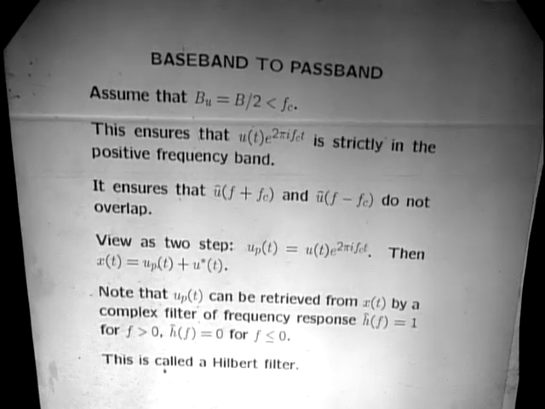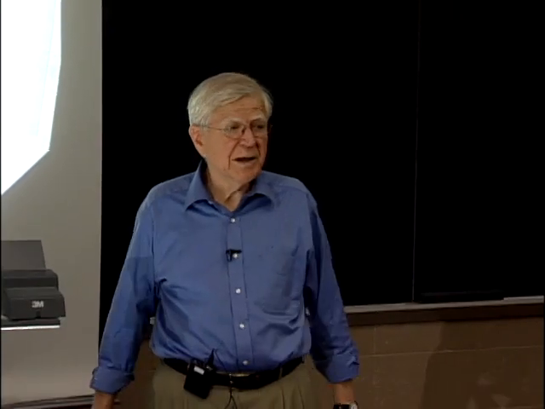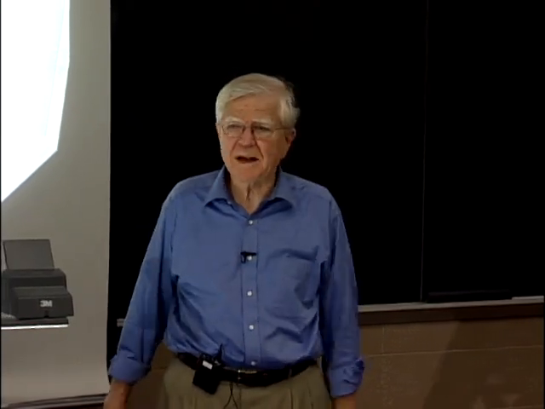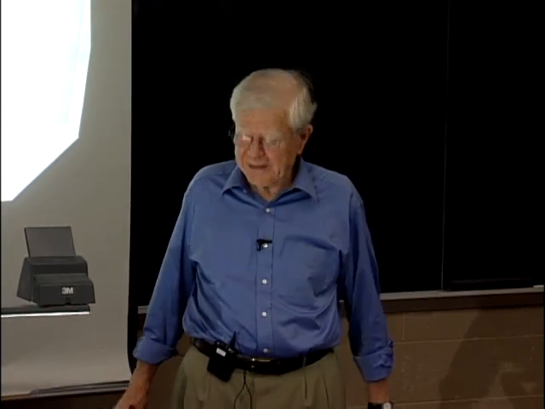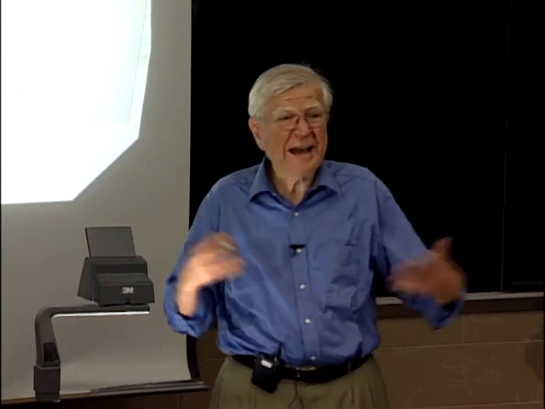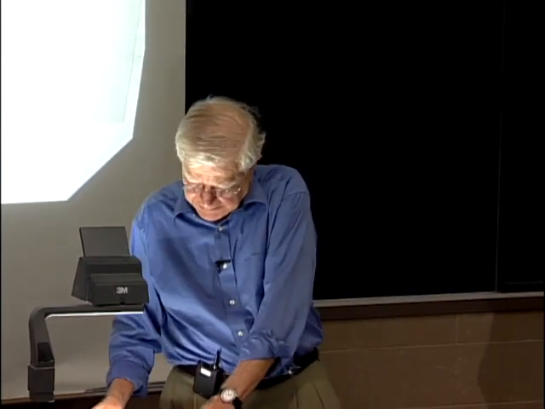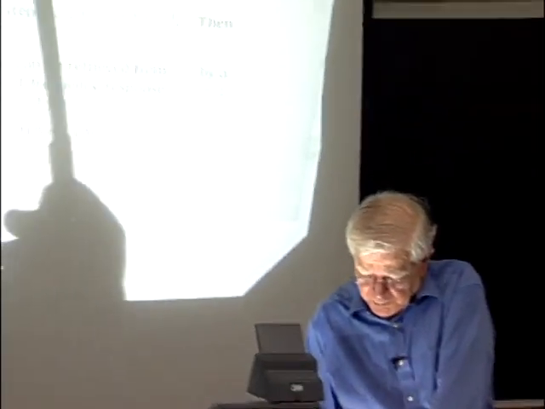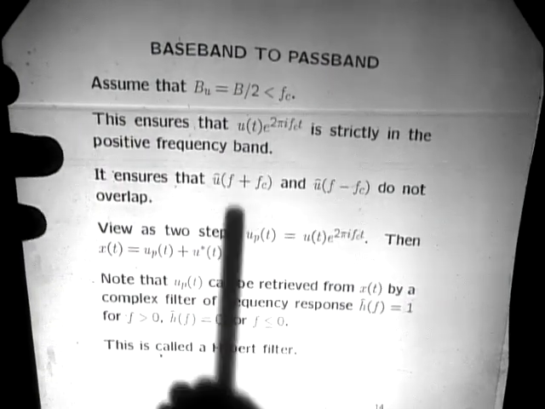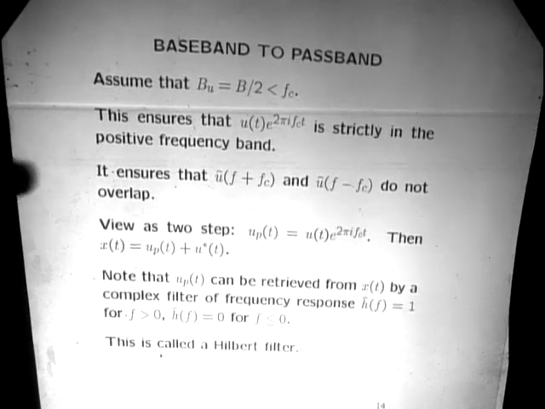Part of this is if you're going to modulate with such a small carrier frequency, you might as well not do it at all. You might as well just generate the waveform you want directly, because you don't gain that much by doing it at baseband, because you don't really have a baseband in that case. Okay, so U of t times e to the 2 pi i f_c t is strictly in the positive frequency band then, and these two bands don't overlap.